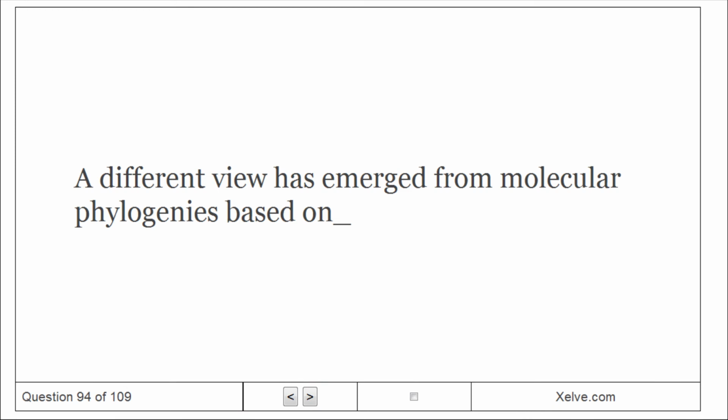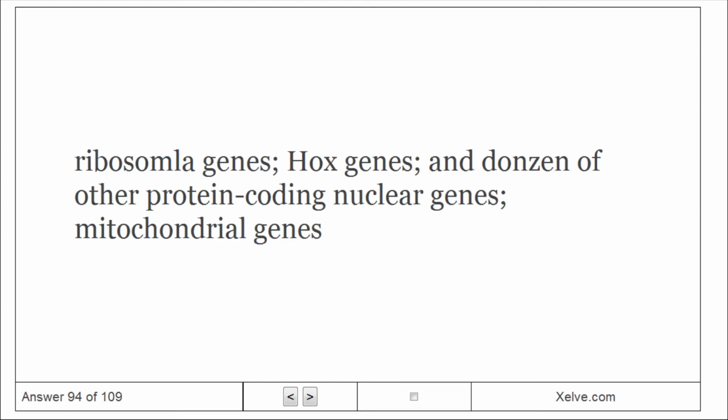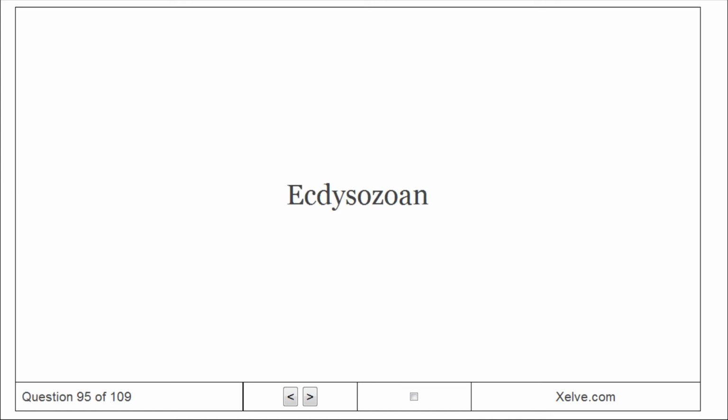A different view has emerged from molecular phylogenies based on ribosomal genes, Hox genes, dozens of other protein-coding nuclear genes, and mitochondrial genes.